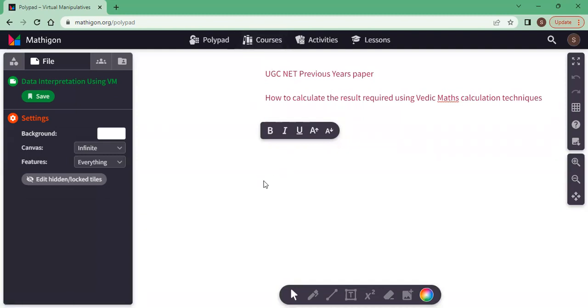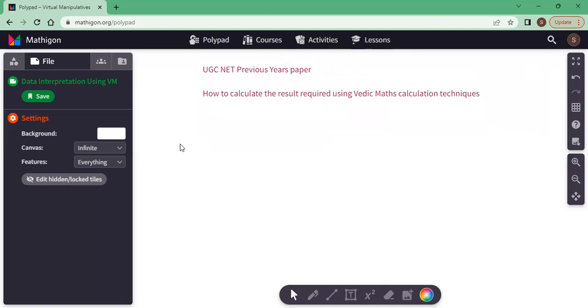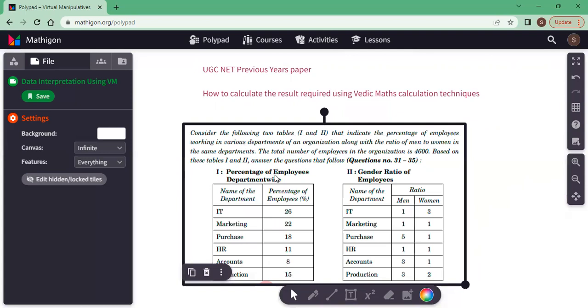Let me copy paste the question here. I have gone to a website here. So I will be taking this particular question. Based on that, we are going to find out the total number of persons in each organization. So this is the question, and it is UGC NET 2018 paper, and it is data interpretation.